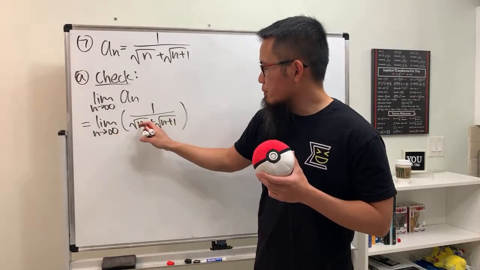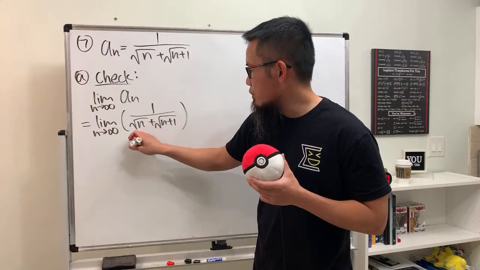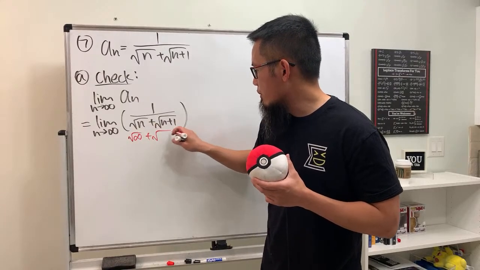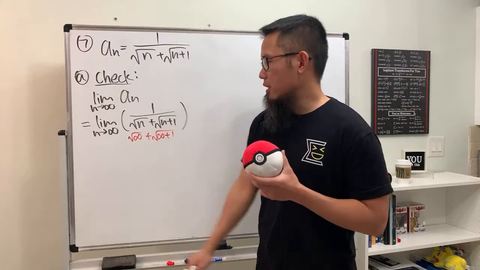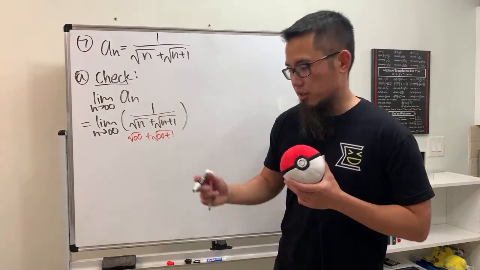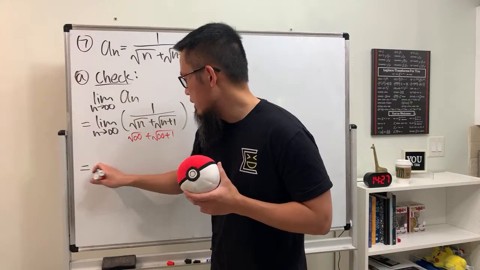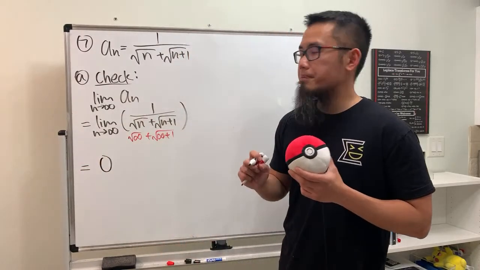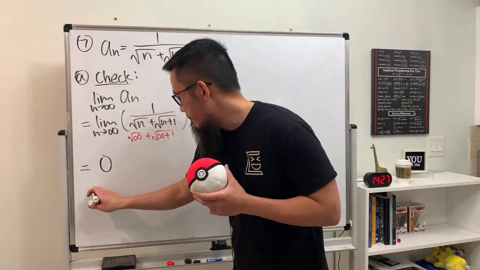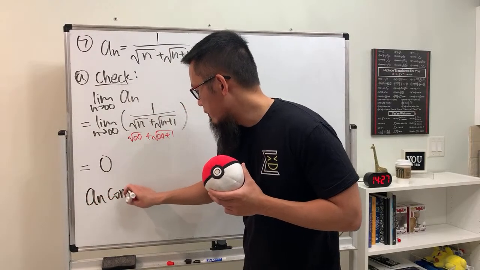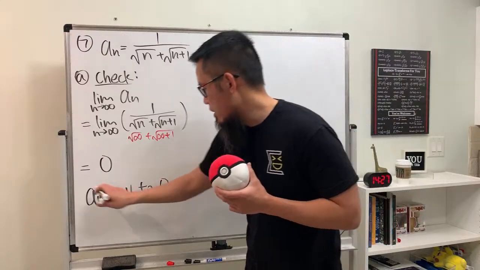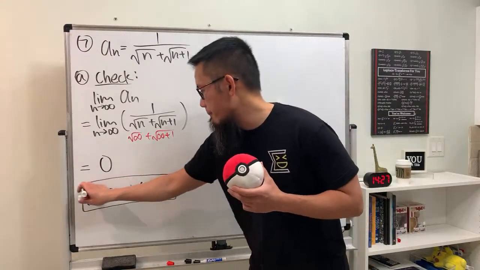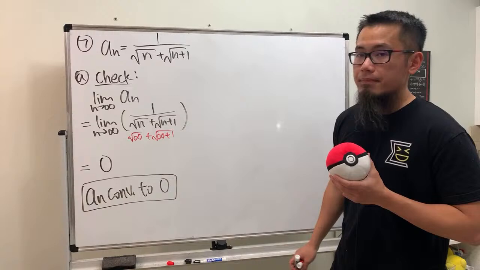Well, here we can actually just put infinity in here. You get square root of infinity plus the square root of infinity plus 1. On the bottom, it's just going to be infinity. 1 over infinity, you get 0. So all this is just equal to 0. Therefore, we can say a_n converges, and we know that it converges to the number 0. Done, right? Done.